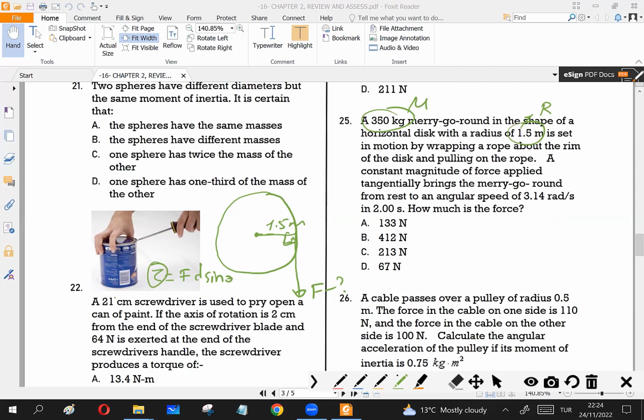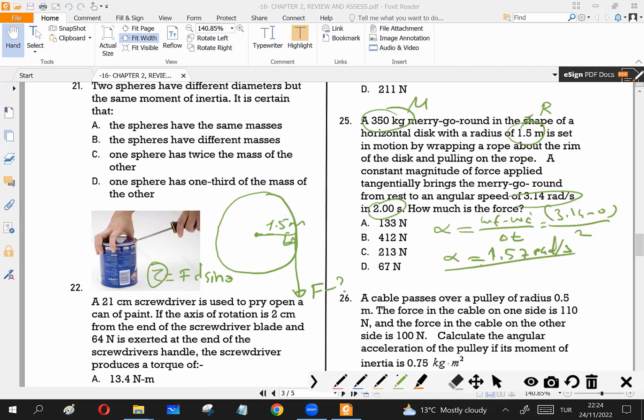I can calculate the force if I know the torque. Can I calculate the torque? Yes, I can, because I know that it accelerates from 0 to 3.14 radian per second in 2 seconds. I can first calculate alpha, which is omega final minus omega initial divided by delta t. Final is 3.14, initial is 0, delta t is 2 seconds. Alpha is going to be 3.14 divided by 2, which is 1.57 radian per second squared.